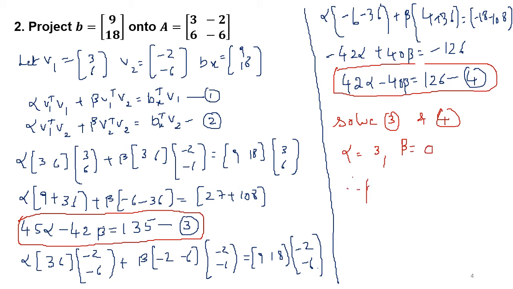Therefore, the projection P will be equal to alpha into v1 plus beta into v2, which is equal to alpha is 3 and v1 is (3, 6) and beta is equal to 0. Therefore, P is simply nothing but (9, 18).